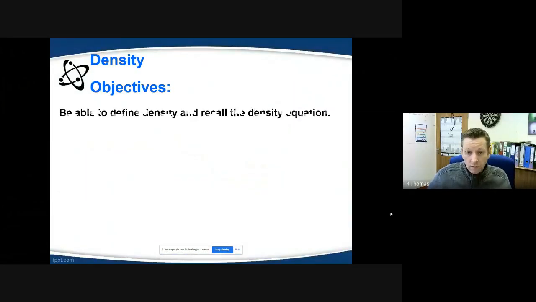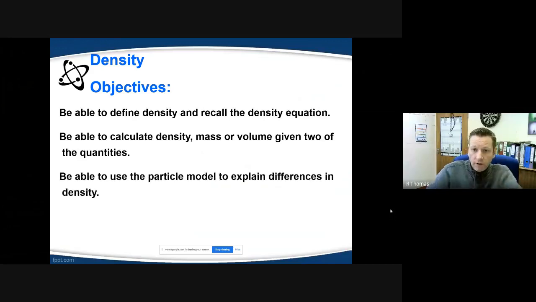And the first thing I want to go through is the objectives of what we're about to do. I want you all to be able to define the word density and the equation that is involved with it. I want you to be able to use that equation to calculate density or mass or volume, given two of those three quantities. And then I'd like you to explain the differences in density between solids, liquids, and gases, referring to the particles, atoms, molecules within them. So that's the plan for this lesson, okay?